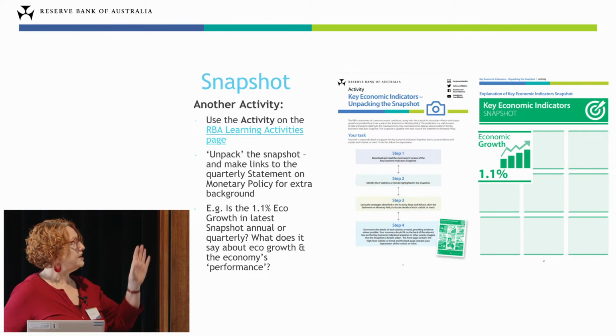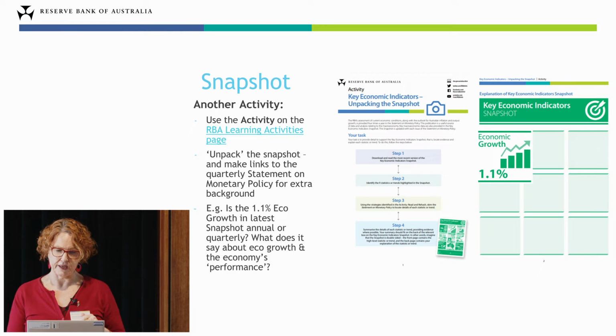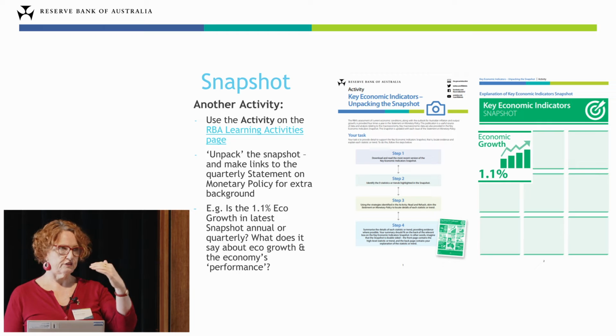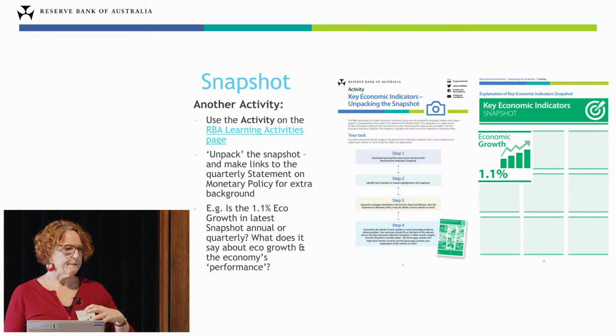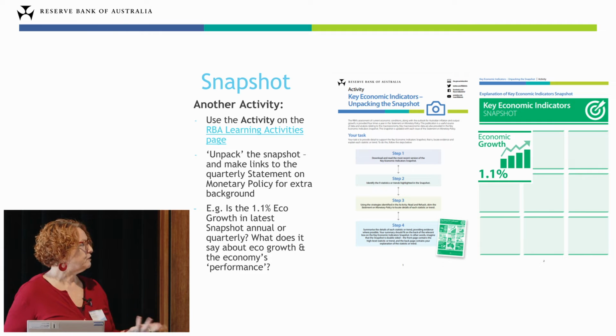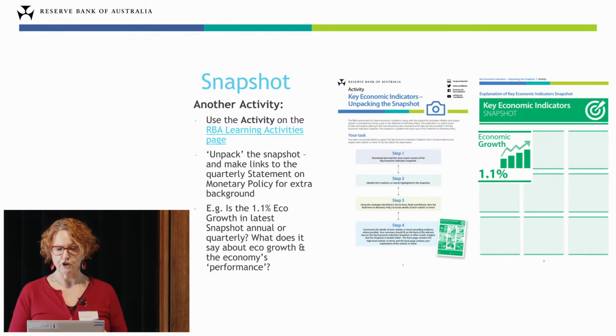Another thing you can do, and this is another task that's up on the RBA website under the teachers' materials, is to actually get the students to unpack each part of that snapshot themselves, and the instructions are right there. So I won't talk you through that, but it's all about using the information to actually unpack those indicators and what they show about the economy. So, for example, is a 1.1% growth in the latest snapshot annual or quarterly? What does it say about economic growth in the economy's performance? And how does it compare to previous performances?